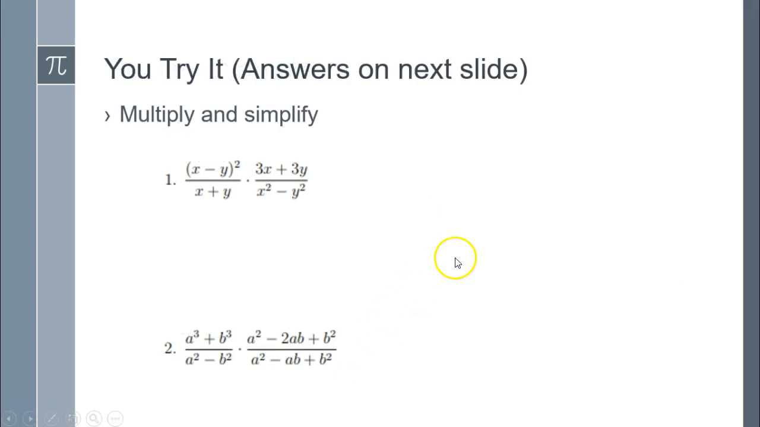So here are a couple for you to try. It might be helpful for you to write out x minus y squared as x minus y times x minus y, or you may be fine with just reducing the exponent. Stop the video, try these, and we'll go through them on the next slide.